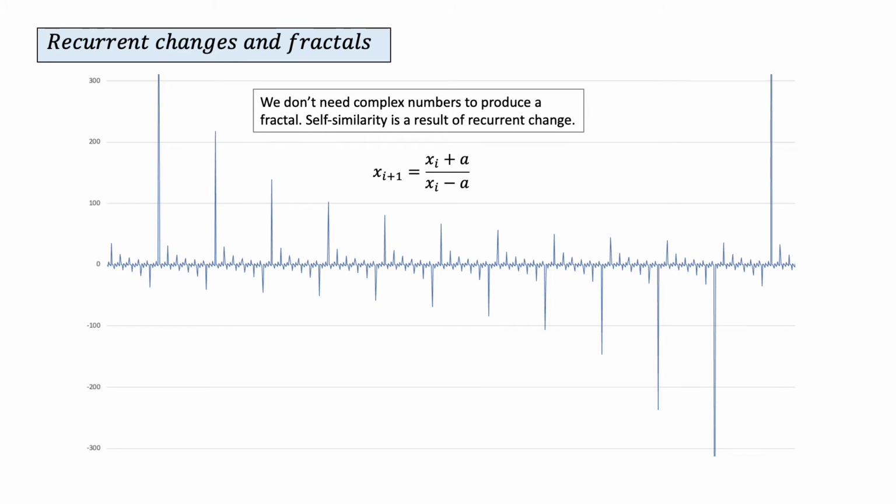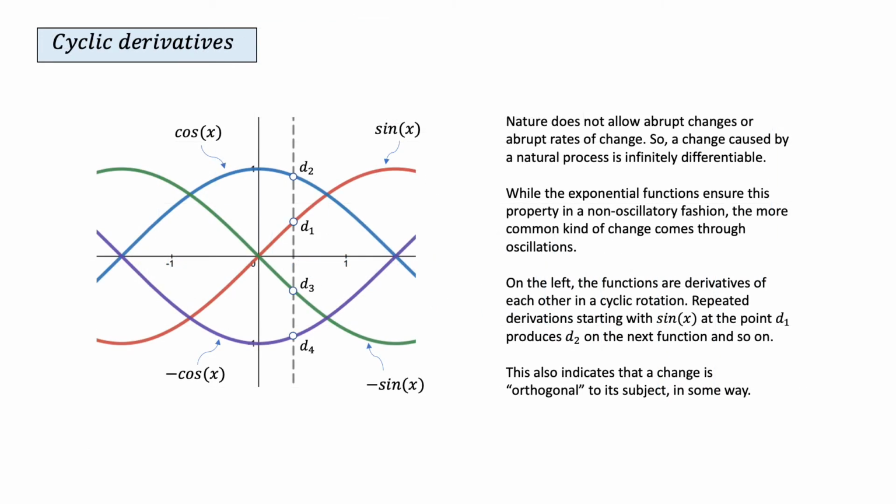The exponential change at discrete intervals through recurrence can also cause self-similarity or fractalness. Here, this fractal curve is produced by the simple expression as shown here, that is (x + a)/(x - a). Another kind of change is where the derivatives are cyclic. That is, as we differentiate a function again and again, we cycle back into the original function after a few iterations.